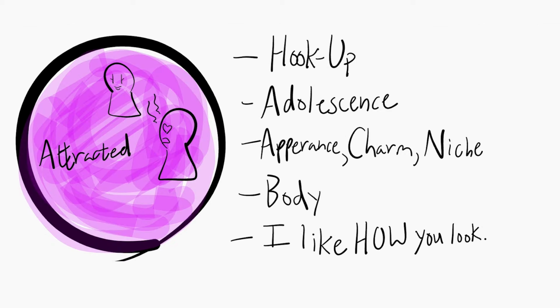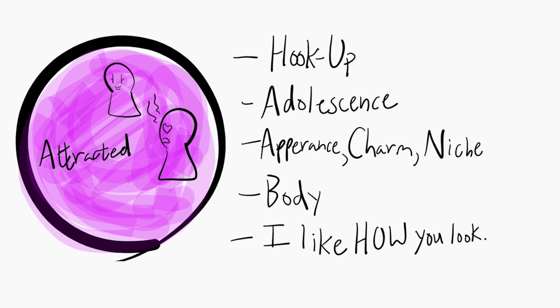Next is attraction. A relationship that is only based on attraction is a hookup, or some casual fling. So if you're attuned to them, or you're attached to them, doesn't really matter. This primarily starts in adolescence, and can be based on appearance. How do you dress? How do you sound? Your charm, which can be taken as a combination of things. Maybe you like a partner that's confident, or someone that's competent at what they do, and their niche.